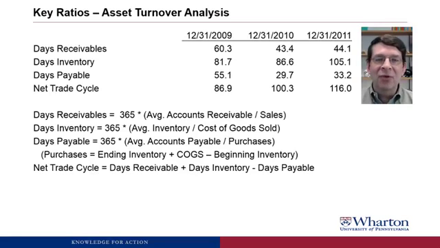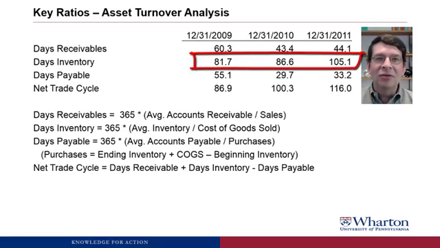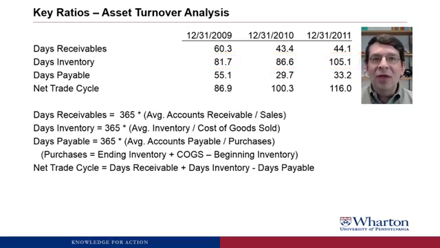Next, we have days inventory, which has gone from 81 days in 2009 to 105 days in 2011, which means from the first moment we get raw materials, it's 105 days before we sell the inventory. So we're holding inventory 24 days longer. Is that good news or bad news? Again, it depends on what it reflects. It would be bad news if it meant our inventory wasn't selling. Probably not the case given our growth in sales. Be good news if we're increasing inventory in expectation of future sales. But based on the facts of the case, what do you think could be explaining this?